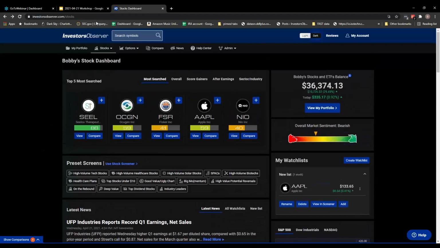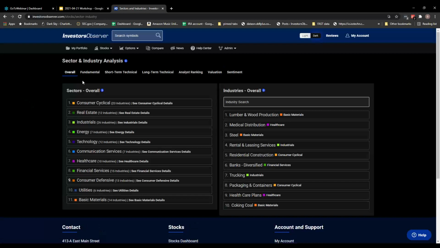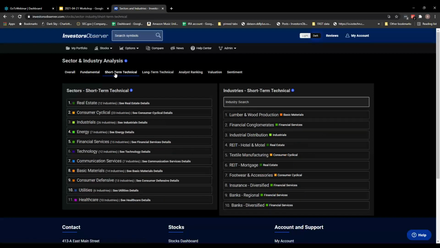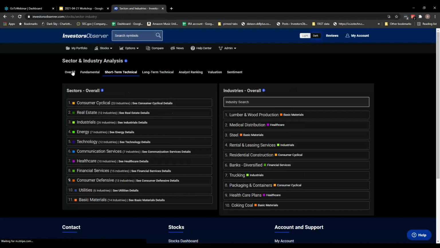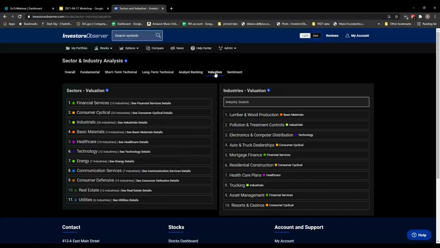Other ways to do it are to look at our sector and industry tool. So you can find which sectors and industries. It's sectors on the left, industries on the right. And the way this works is the whole market is divided into 11 sectors, and those sectors are subdivided into roughly 146 different industries. So you can look and see what the best valuations are right now, like financial services, lumber and wood products.